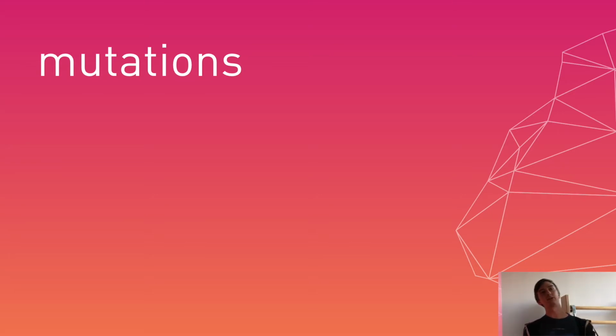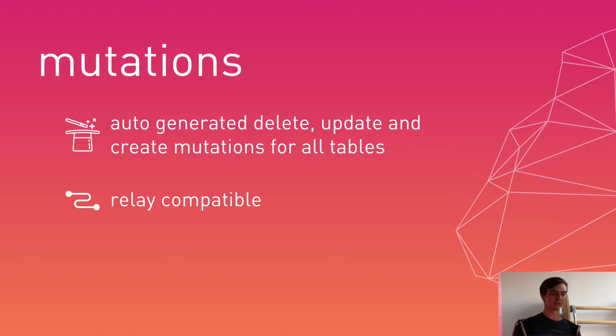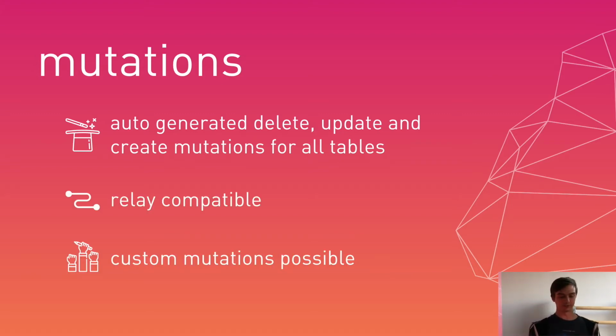So it sees, okay, there's a table called articles. It also generates a mutation called insert article, delete article, update article. So these are all auto-generated for all of the tables. So not only for articles, but also for authors and so on and so on. It's Relay compatible. And you could also write custom mutations if you got some special cases where you want to, I don't know, delete all articles from yesterday or whatever. You can just write a custom mutation and then call this custom mutation.